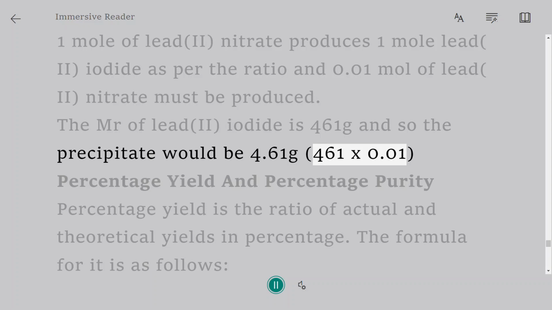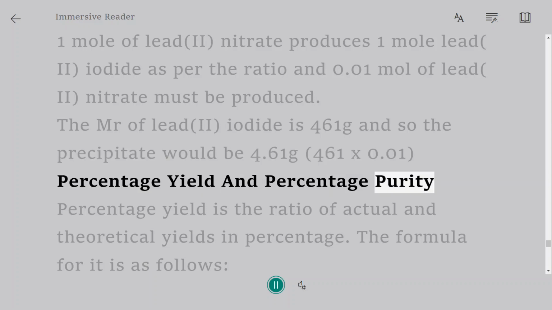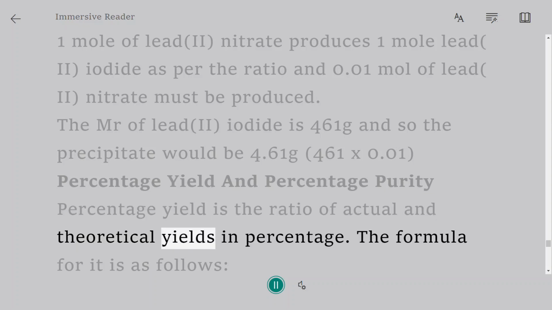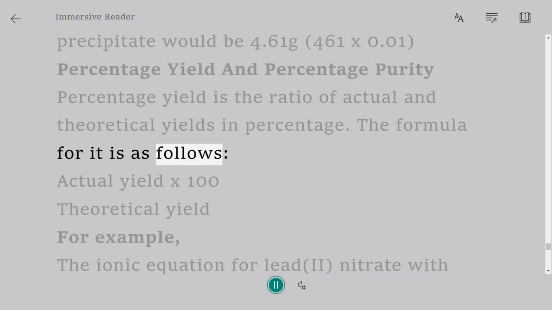Percentage yield and percentage purity. Percentage yield is the ratio of actual and theoretical yields in percentage. The formula for it is as follows: actual yield times 100 over theoretical yield.